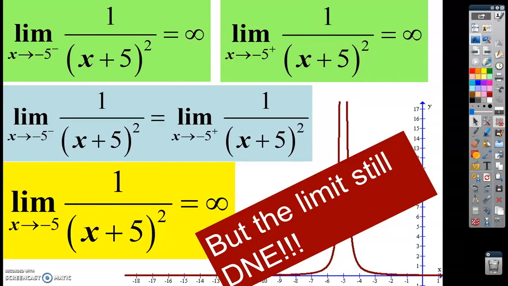We would talk about the one-sided limits going off to infinity, meaning getting very, very large, but we wouldn't say the limit's equal to infinity because that still doesn't make sense. We're saying it's going to infinity. You can't really get there. So kind of the idea here.